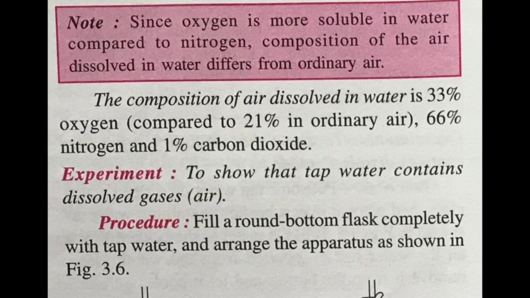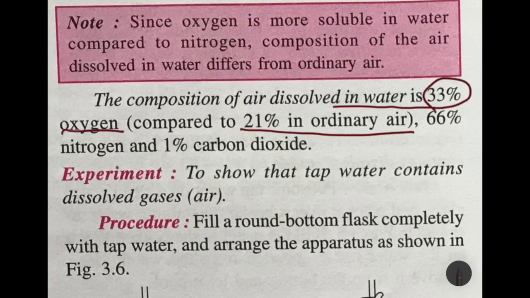Okay, so the composition of air dissolved in water is 33% oxygen compared to 21% in ordinary air. So in air there is only 21% oxygen, but in water you will see that it is 33%. Okay, and 66% nitrogen and 1% carbon dioxide.